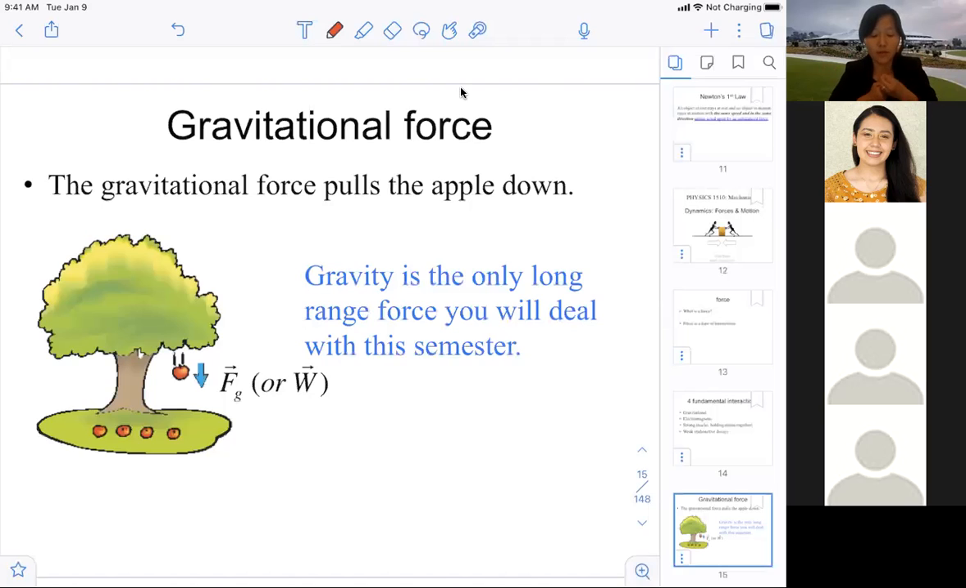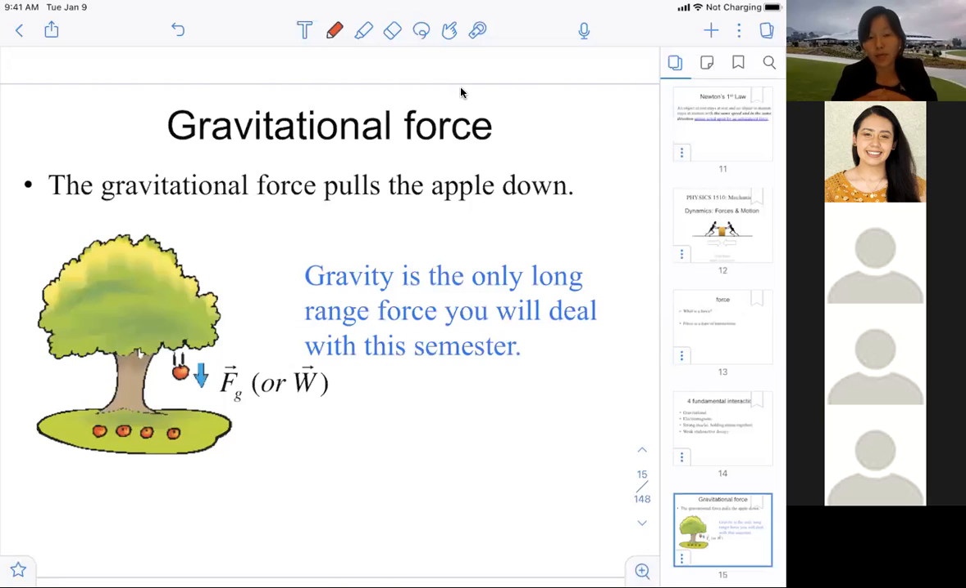For example, an apple falls from the tree because the force is acting on the apple. There's a pull from the Earth directly downward. It does not require contact with the Earth. So the label, we use force with a subscript G, meaning the gravitational force, to represent this. Or a lot of times people use weight, W, to represent it, because that is exactly our weight.